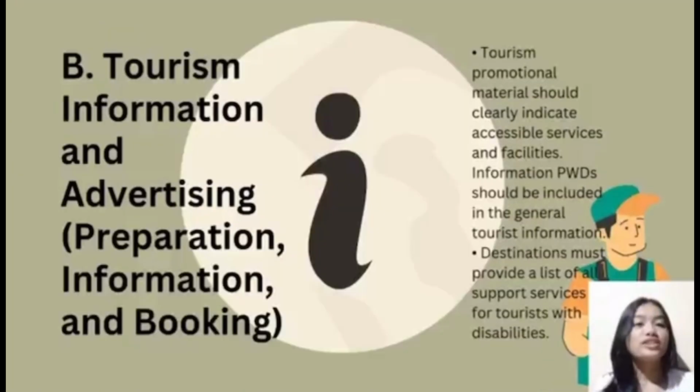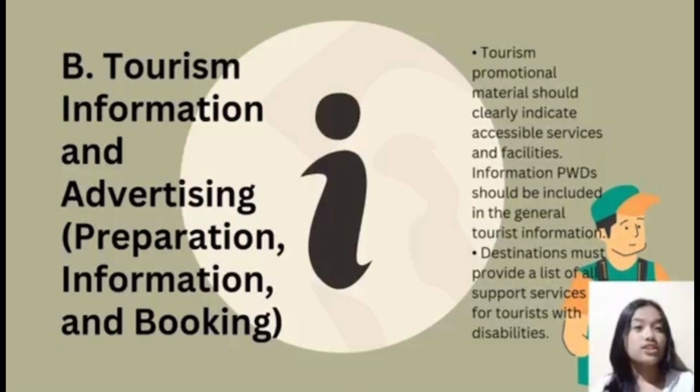So now let's move on to the second one, and it is tourism information and advertising, preparation, information, and booking. Tourism promotional material should clearly indicate accessible services and facilities. Information for PWDs should be included in the general tourist information. Promotional material should state how to contact the establishment through text, telephone, fax, or email and or alternative formats. So this means that every establishment in a destination is obligated to provide their contact information, especially when a customer needs assistance and guidance.